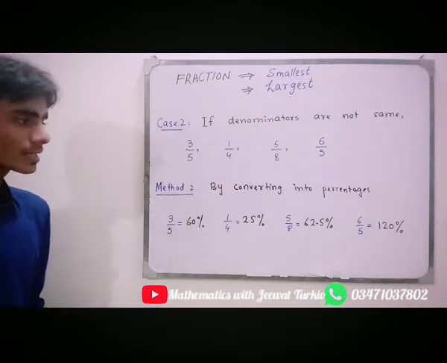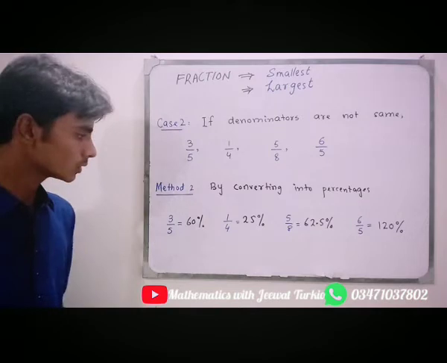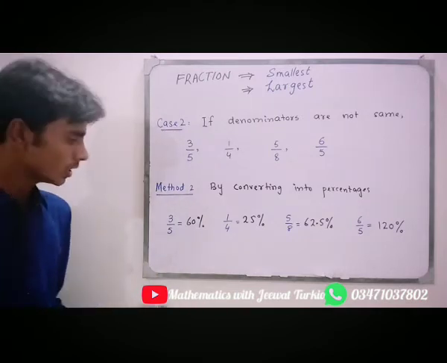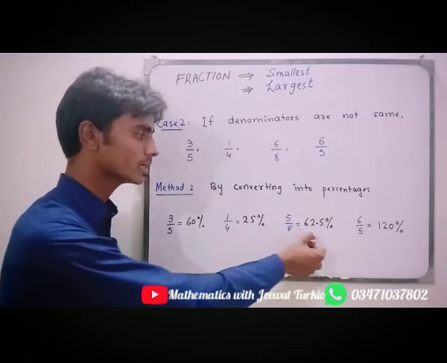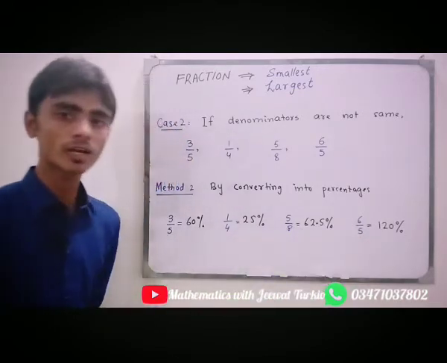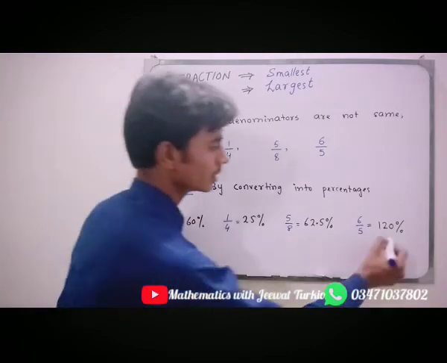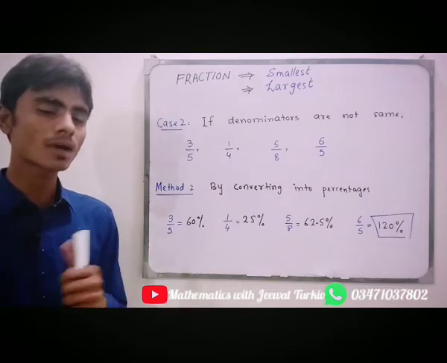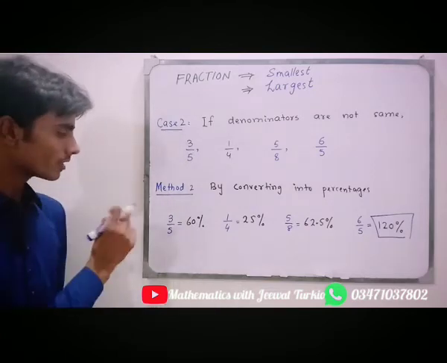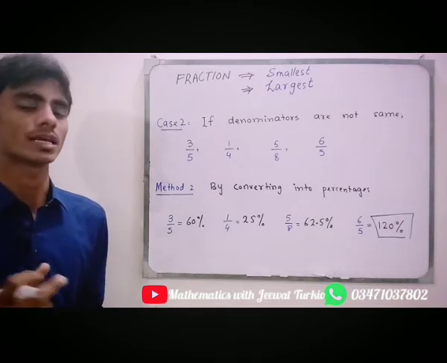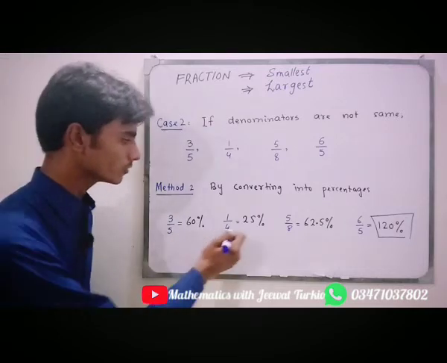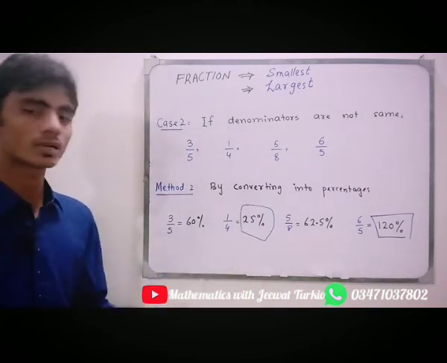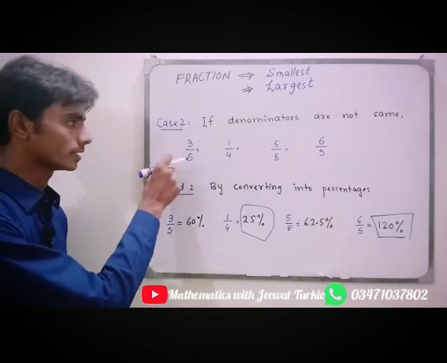So now we can simply identify which is the greatest. The fraction having the greatest percentage is the greatest fraction. So here it is 60%, 25%, 62.5%, and 120%. So obviously 120% is the greatest fraction. And the same way, which is the smallest fraction? The fraction having the smallest percentage is the smallest fraction. So here 25% is the smallest percentage, so 1 upon 4 is the smallest fraction in this list.